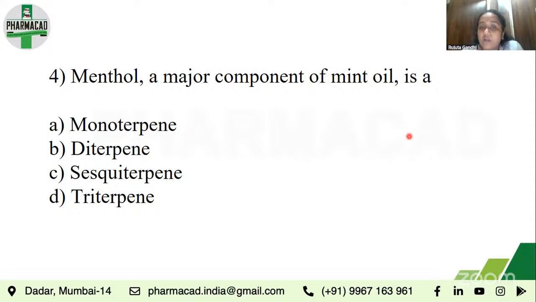Now menthol, which is a major component of mint oil, is a dash, right? So if you see they have given monoterpene, diterpene, sesquiterpene. Okay, I got an answer for this. Only Neeta is answering. Why are others not answering? Please answer.